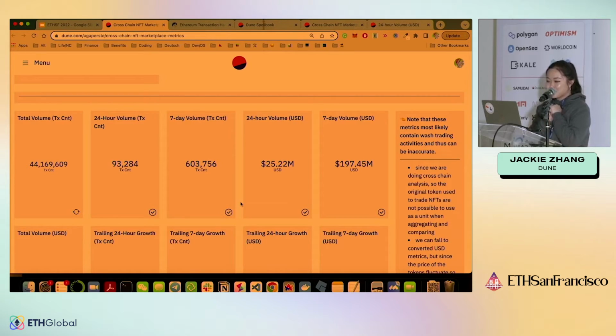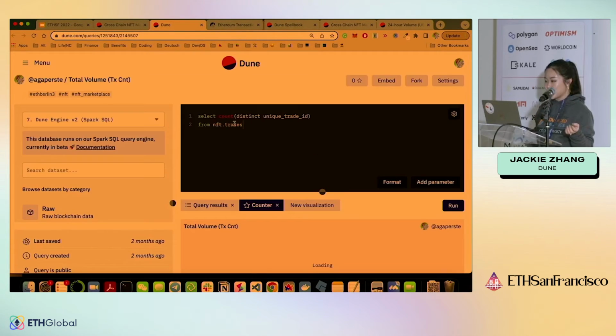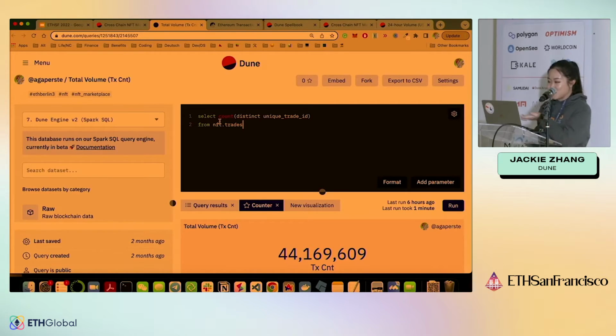So then with this table, what you can do is, okay, we want to see the total volume in USD terms or in transaction count. You can just do that. And the way you do that is super simple. If you know SQL, you see 2 lines of code: select count distinct unique trade ID from NFT.trades, right? So this really simplifies the process.